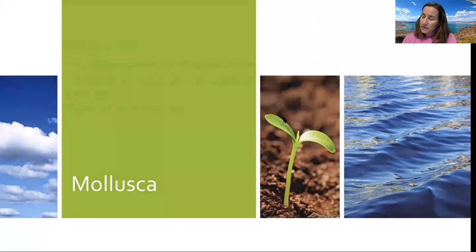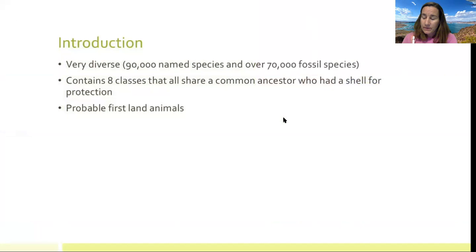There are quite a lot of these guys, 90,000 that we know of. Lots of old ones, fossils, over 70,000 fossilized ones. There are 8 classes. What makes all these guys mollusks is the shell. So we talked about ancestral traits and derived traits. The ancestral trait is the shell for mollusks, and all these guys had shells. Some of these guys still have their shells, and some of them have evolved away from shells.